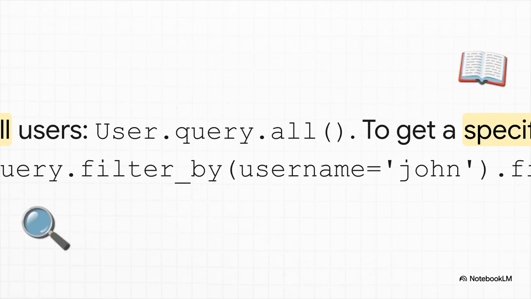Reading data is just as straightforward. If you want to get every single user in the table, you just call user.query.all. If you want to find a specific one, you can filter by any of their attributes, like their ID or username, and then just use .first to grab that single result. The code is just so clean and readable.